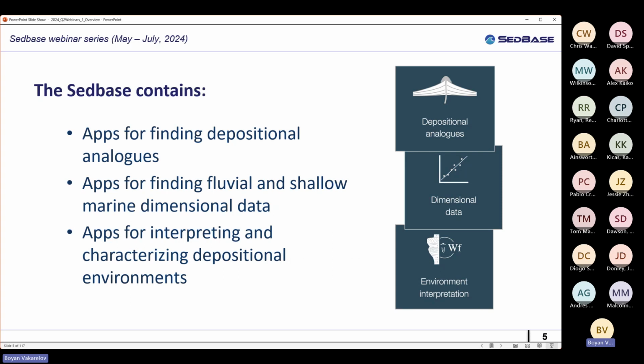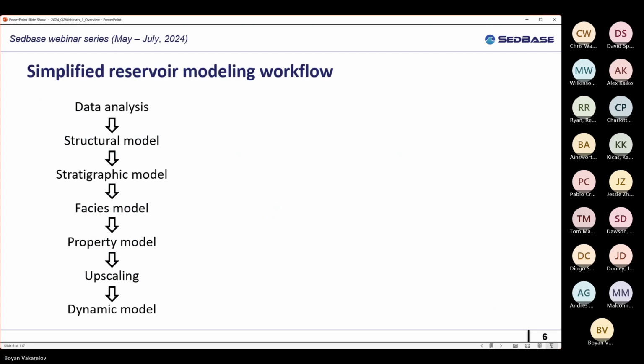So what is Sedbase and what does it contain? It contains a number of apps and databases, as I mentioned. So we have apps that focus specifically, for example, on finding depositional analogues. We have apps for working with and finding fluvial and shallow marine dimensional data, in addition to having apps that help you make interpretations in the subsurface in an uncertainty framework.